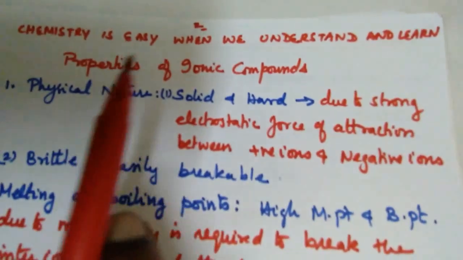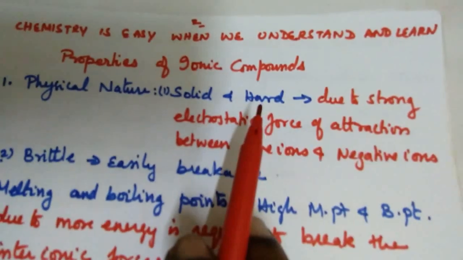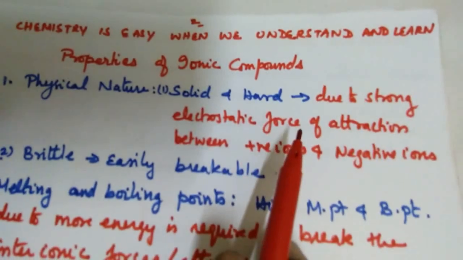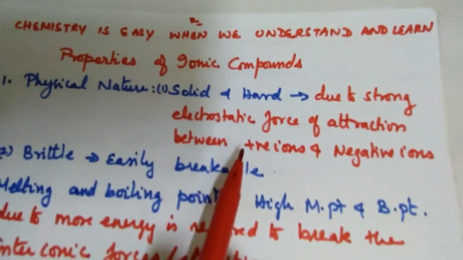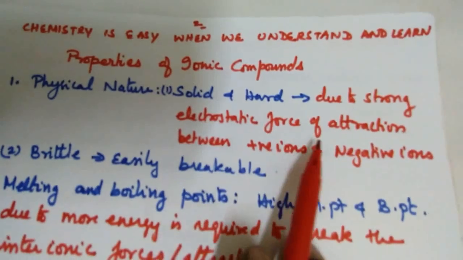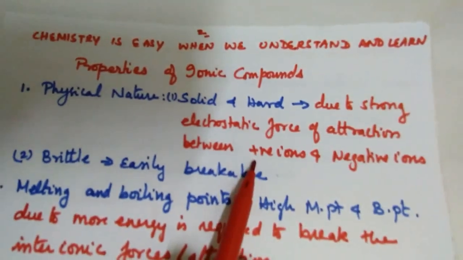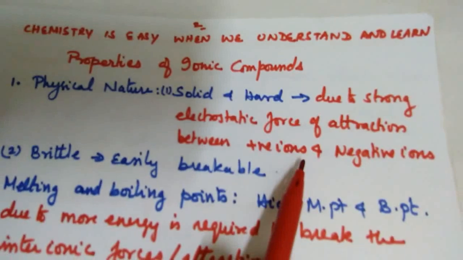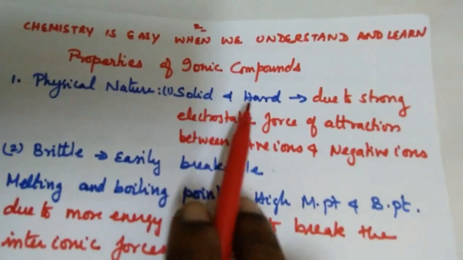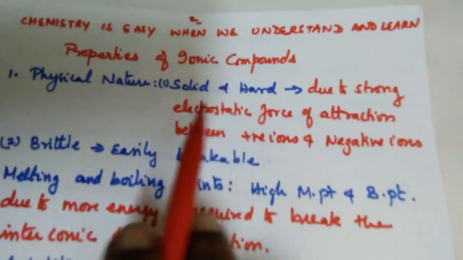Physical property. So it is solid and hard in nature, due to strong electrostatic force of attraction between positive ion and negative ion. Since there is a very strong force of attraction between positive ion and a negative ion, they turn to be solid in nature and they are hard also, right?